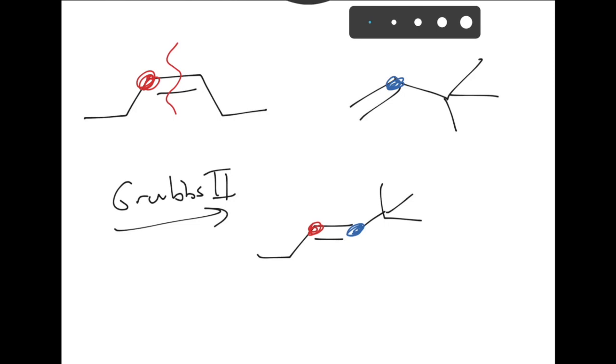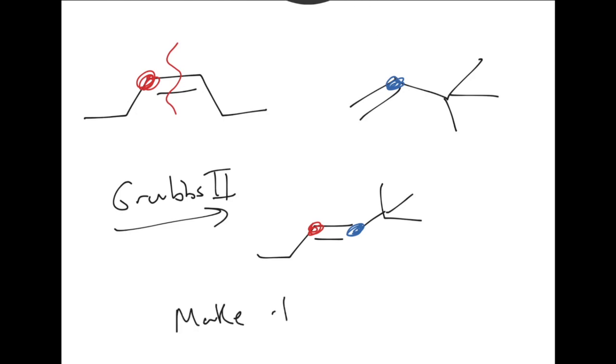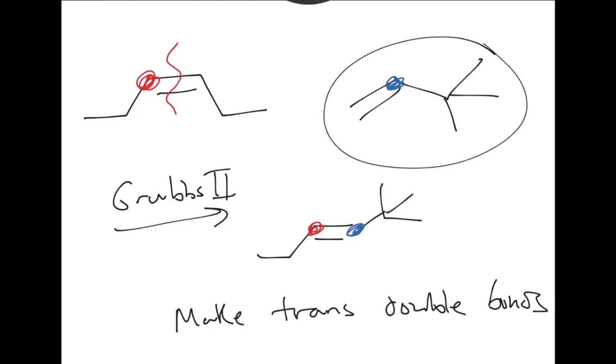As a general rule, when you do a metathesis reaction, you make trans double bonds. You're always going to try to make your double bonds trans. Why does this flip over? Because I want to draw it as a trans double bond. It doesn't matter how I draw it. I could have drawn it just as easily like that. It's the same molecule, just floating around in the flask. It doesn't matter how it's oriented.